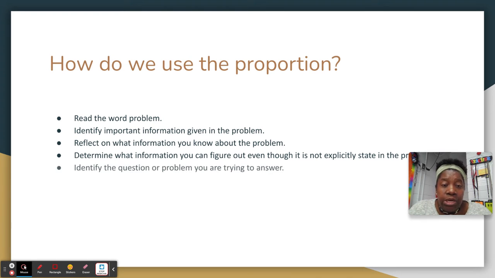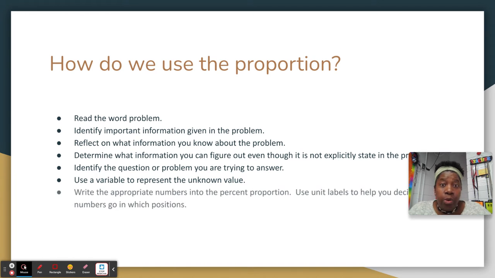Identify the question or the problem you're trying to answer. Just because you get an answer doesn't mean that it is the answer that the problem is asking you for. And we're going to use a variable to represent an unknown value. Remember, a variable is a letter or symbol that represents a number. A lot of times we use X. It doesn't have to be X. It can be any letter.